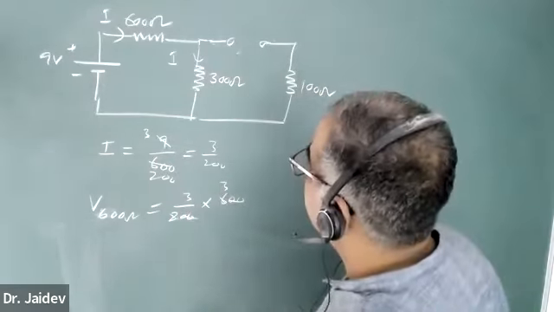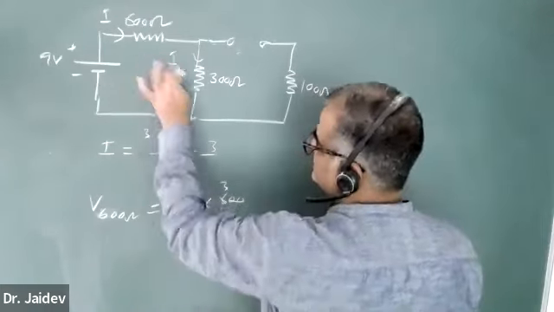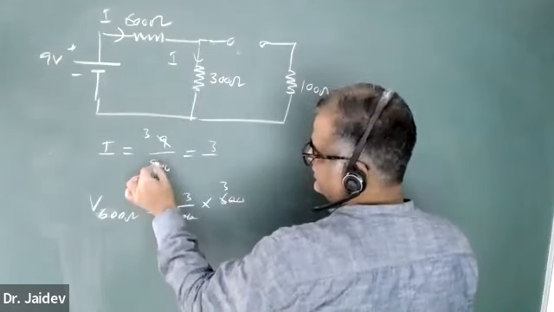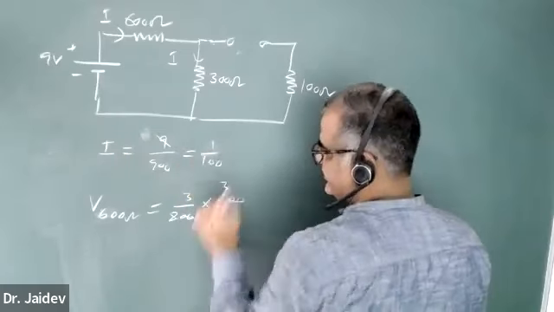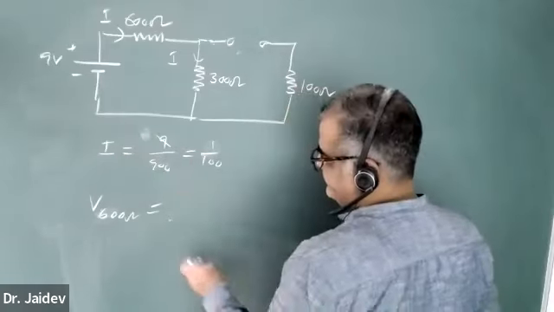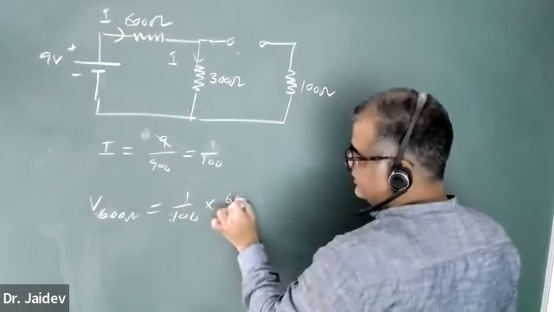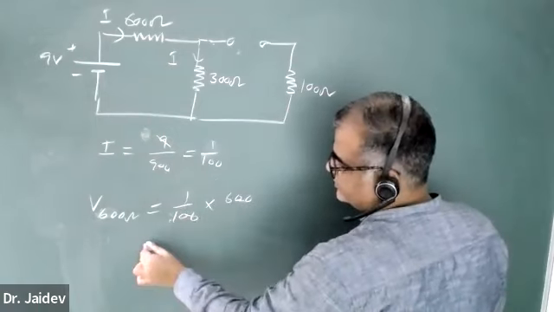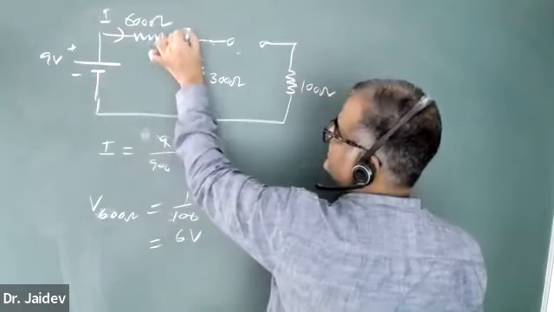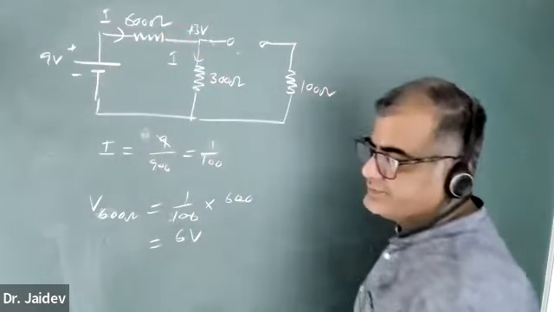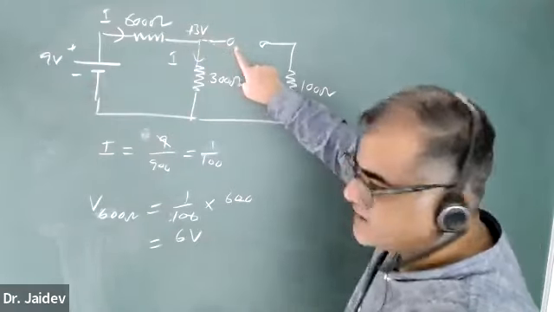So you are applying KVL. Here it is 9 by 900, since the total resistance is 900. So the current will be 1/100. So you put here 1/100 times 600, so 6 volt. So the voltage drop here is 6 volt, and the remaining 3 volts is coming here. Yes or no? Yes, sir. That means now this voltage will make this diode forward bias.